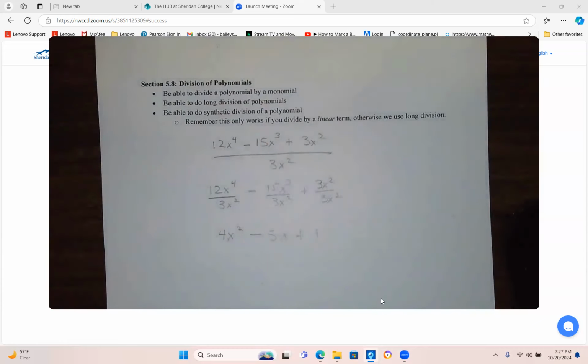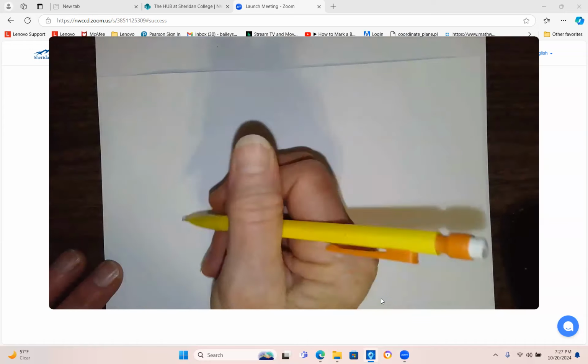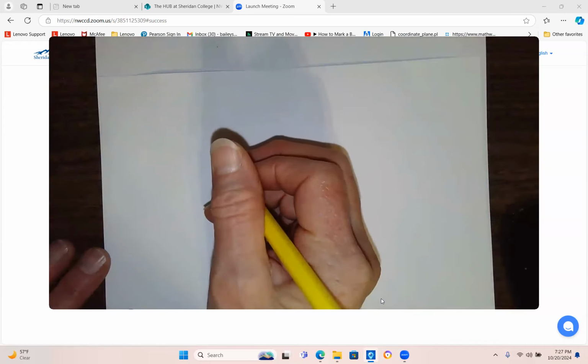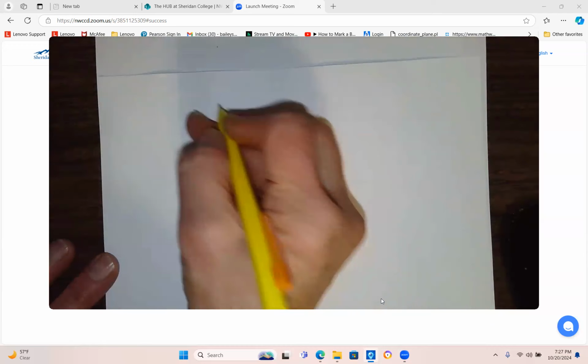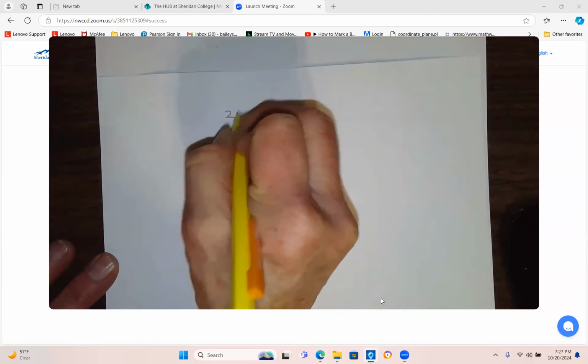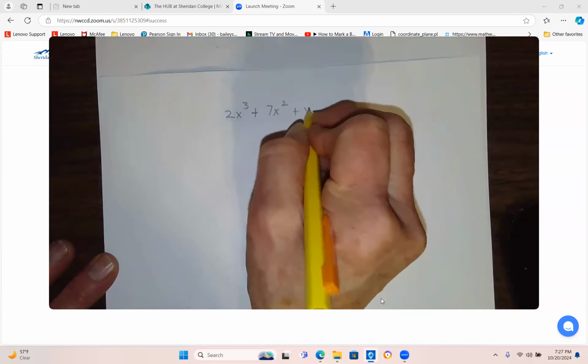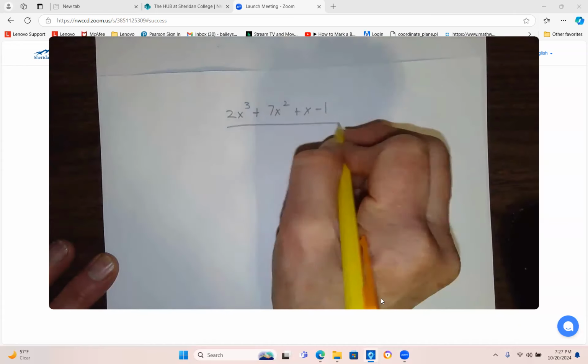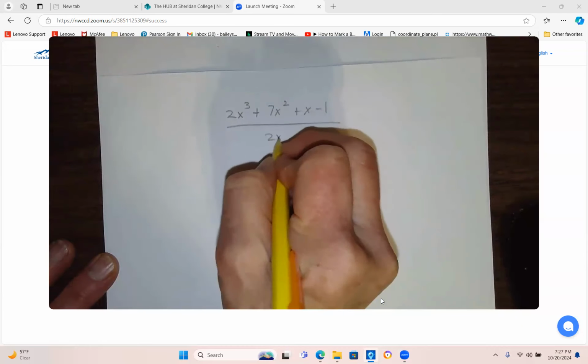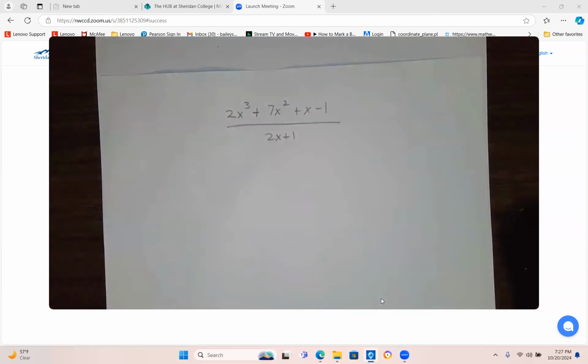Let's look at long division. I'm going to get another sheet of paper. Long division. An example would be if I have 2x cubed plus 7x squared plus x minus 1 divided by 2x plus 1. Now, you guys, long division is not as easy as synthetic, and we'll do that next. So I always try to use synthetic whenever possible.